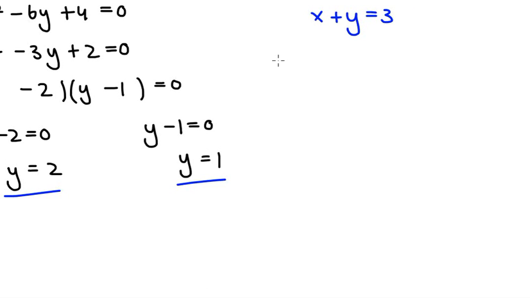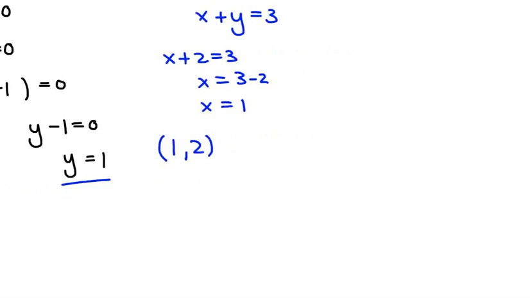So first of all, if we let y be equal to 2, we have x plus 2 equals 3. Therefore x equals 3 minus 2, so x equals 1. So I pair these together, so when y is equal to 2, x is equal to 1. So that's one of my points.